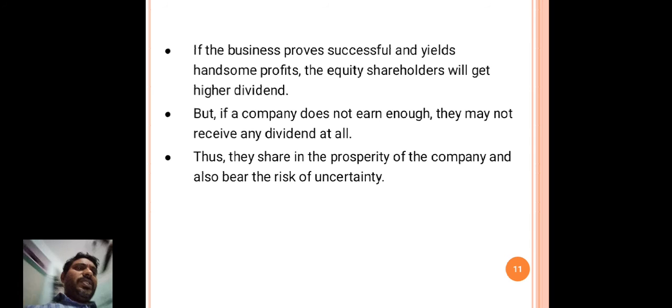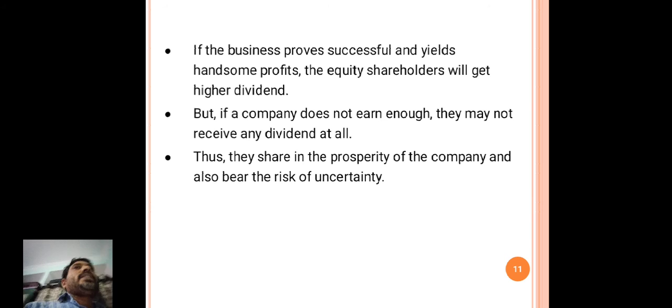Here the equity shareholders are the real owners of the company, and these are called ordinary shares. They don't have any special right. One share, one vote in the meetings. And the rate of dividend is not fixed to the equity shareholders.